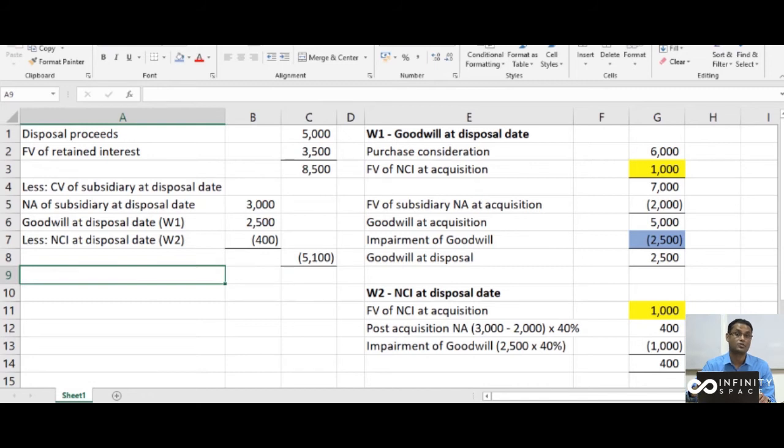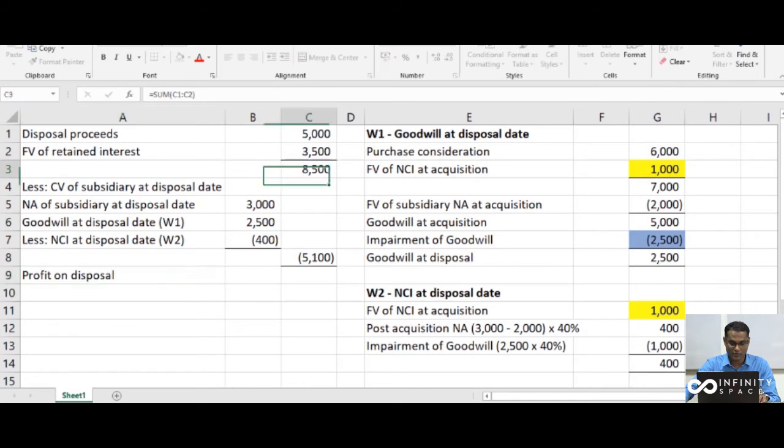So more specifically, in the consolidated income statement, profit on disposal: 8500 minus 5100. So what is the profit? 3400. This 3400 profit you need to recognize at the date of disposal in the consolidated income statement. Then, if I go one step forward, after disposing you had 60%, you disposed 35%, so the remaining shareholding is 25%. After the disposal date, this remaining 25% shareholding you need to account for as an associate.